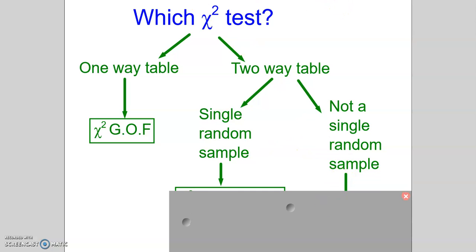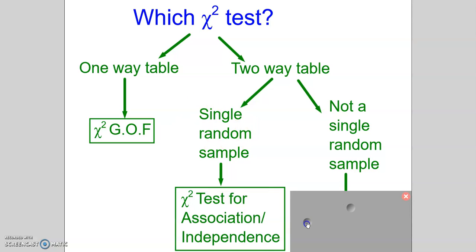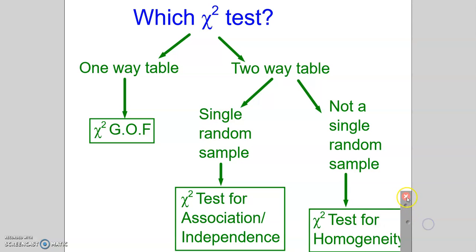And there's kind of two different ways we can be in this group. We could have multiple random samples, or if it's ever an experiment with treatments, we are in this group right here. But if it is a single random sample, that is when you always use a chi-square test for association independence. If it's ever not a single random sample, and again, that could be multiple groups, or it could be an experiment with treatments, then you use the chi-squared test for homogeneity.